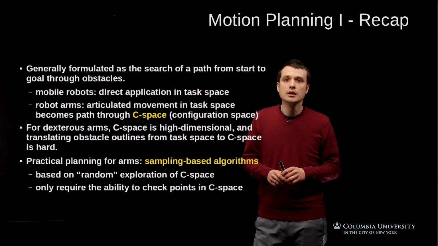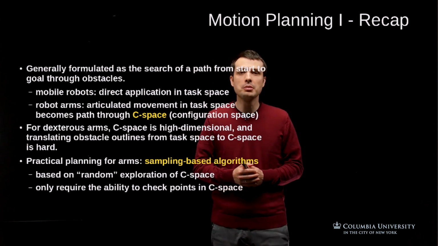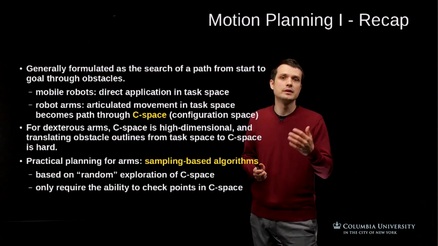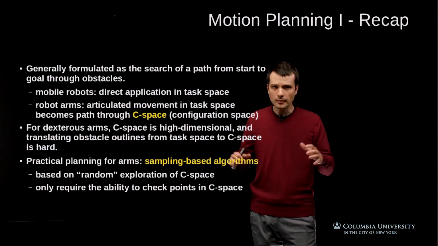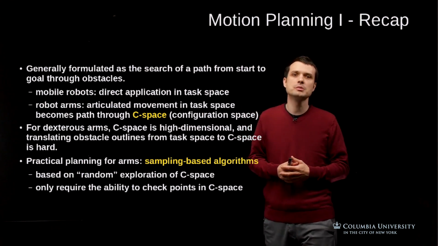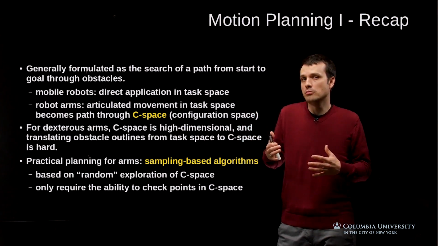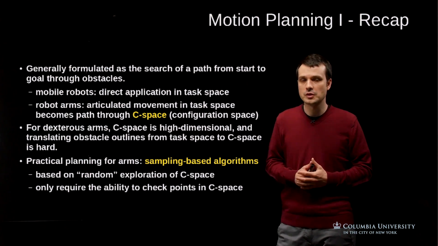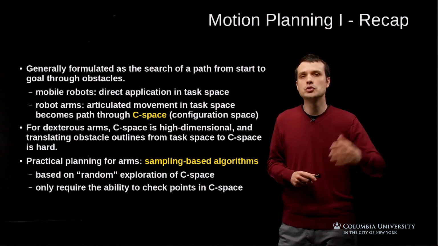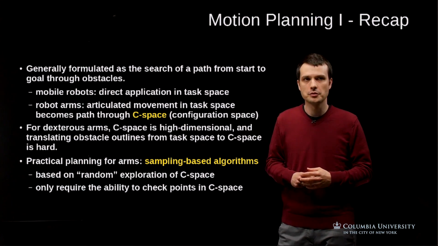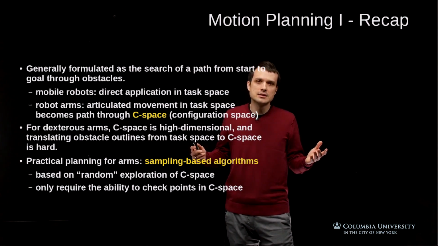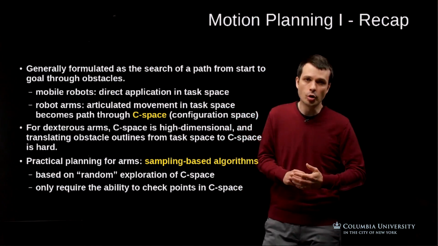So let's recap the motion planning, the part of it that we looked at today. And we phrased the general motion planning problem as this idea of searching for a path from a start, a current configuration of the robot, all the way to a goal or a desired robot configuration. Obviously, that has a very clear correspondent for mobile robots, right?